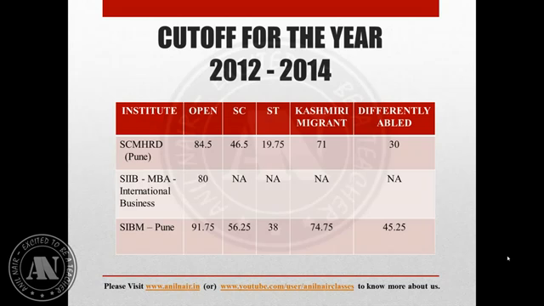SCMHRD, in 2012 the cutoff was around 84 marks and in 2011 the cutoff was around 109 marks. Similarly for SIIB Pune, in 2012 the cutoff was around 80 marks and in 2011 the cutoff was around 107.5.